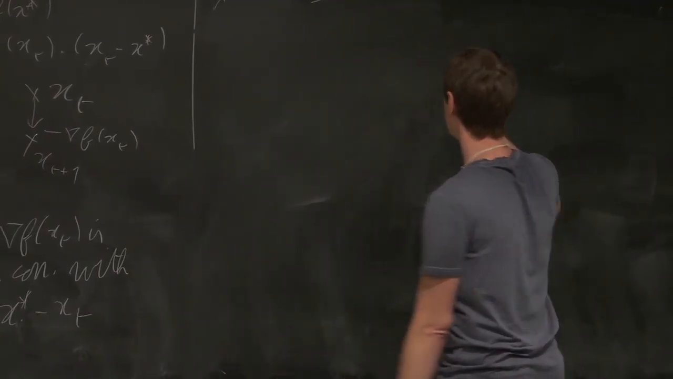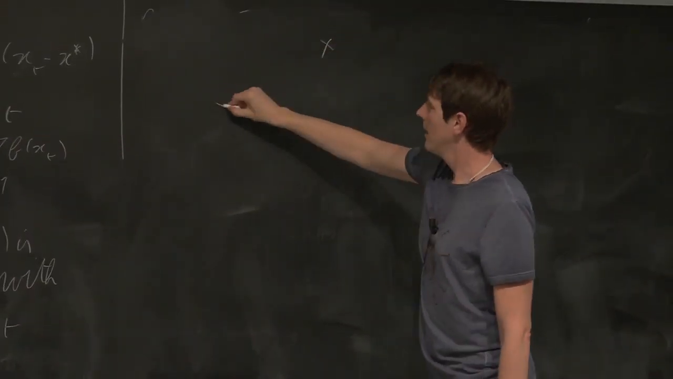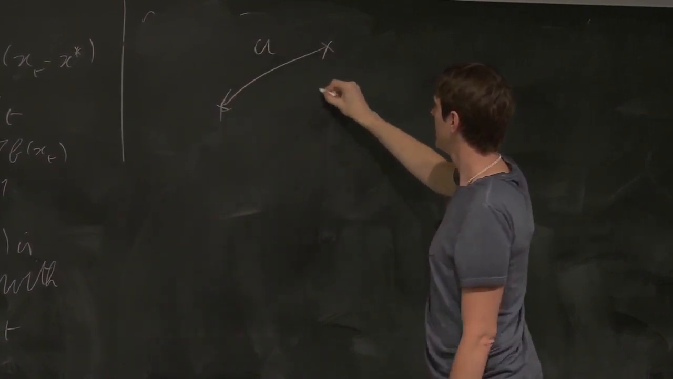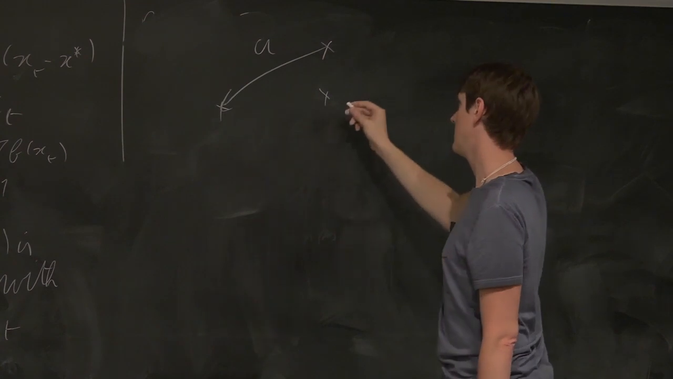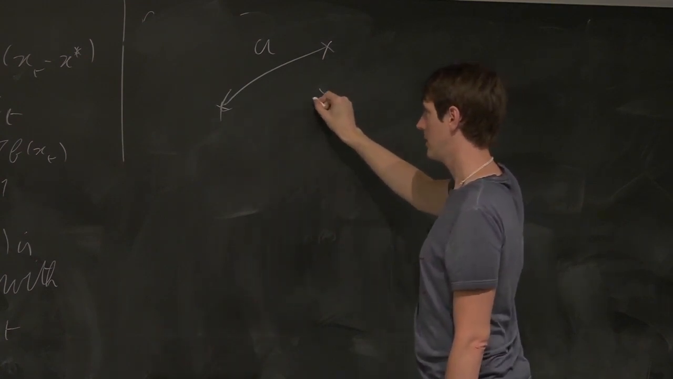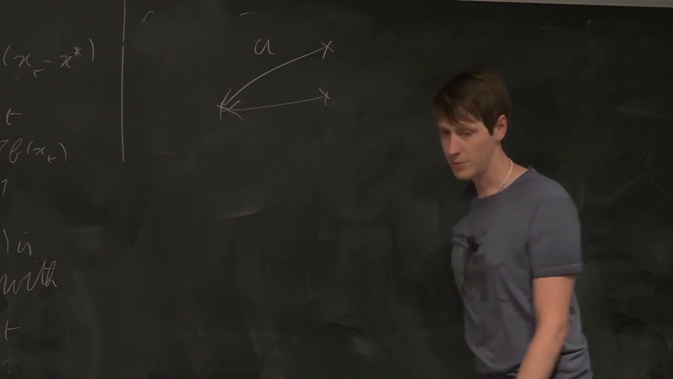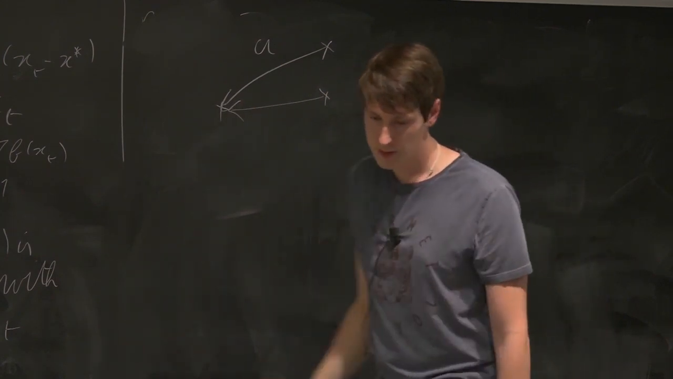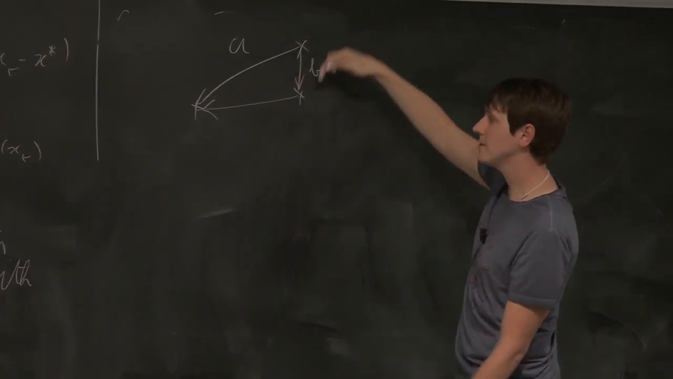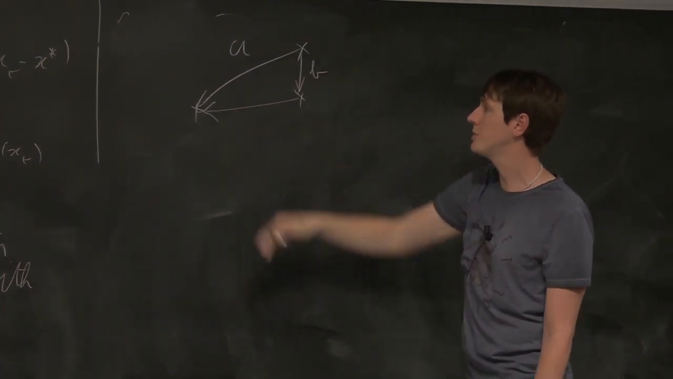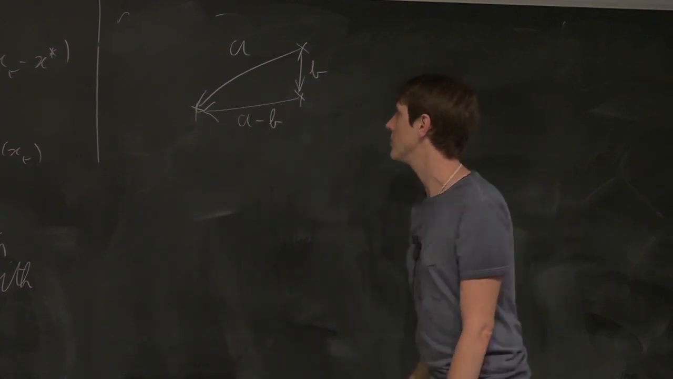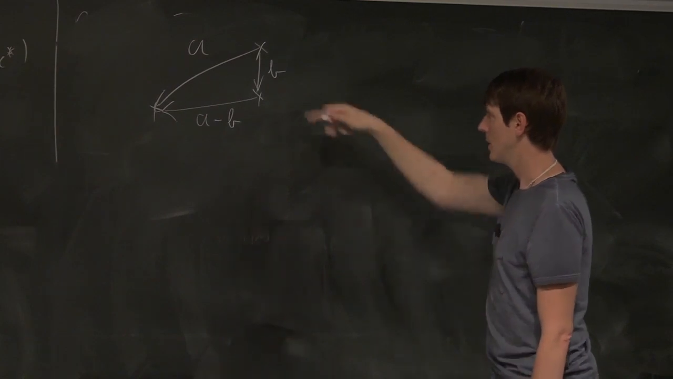So I just need the following thing. This is some vector A. This is some vector B. B is the steps that I'm taking. A is the optimal direction. Those things are positively correlated. And this is my new direction, A minus B. A minus B plus B is A.